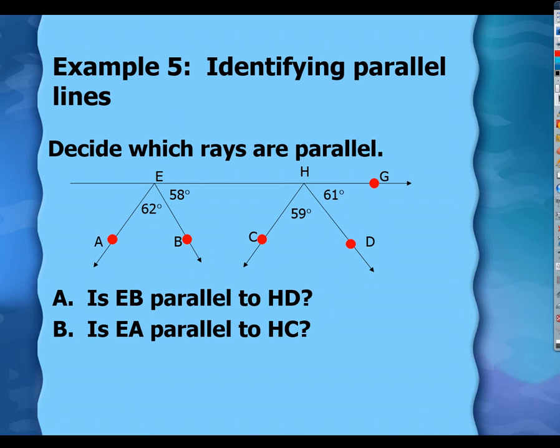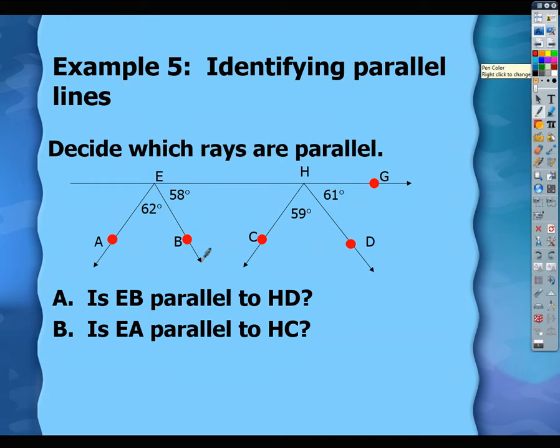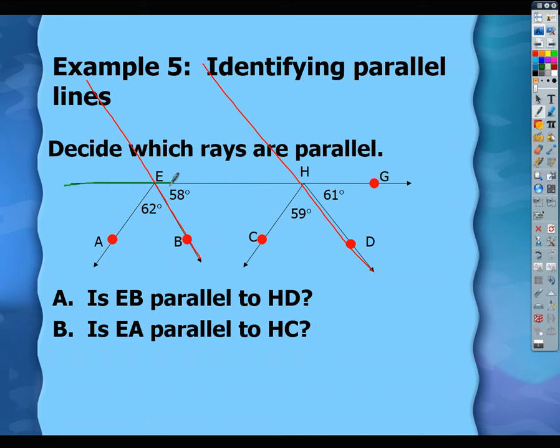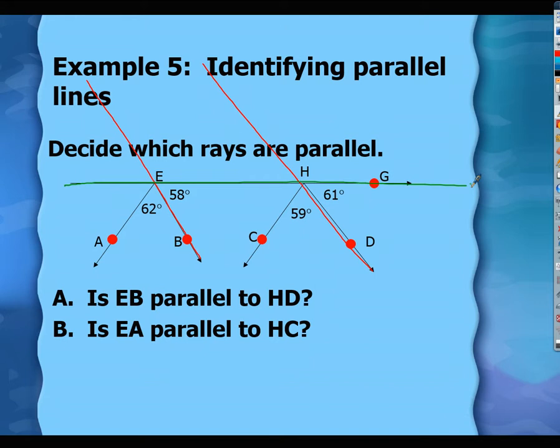Okay? Real quick, decide which rays are parallel. Are rays EB and HD parallel? They're not, are they? Now, sometimes it's helpful in situations like this, this is a good little trick, to extend those rays so they look like lines instead of rays, right? And if it works for the line, it's going to work for the ray, because the ray is contained inside the line. So look how much better this looks if I do that. Now it looks like two lines cut by a transversal, right? And now we can see those relationships a little bit better.